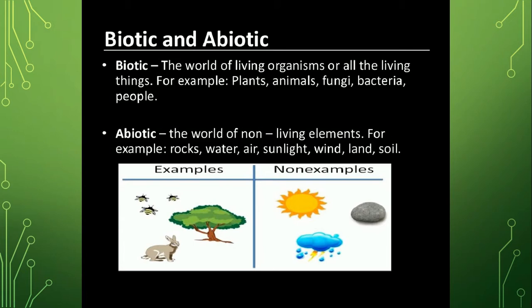The next one is abiotic. The world of non-living elements, for example, rocks, water, air, sunlight, wind, land, and soil. They do not have life. It is called abiotic. I have given here examples of biotic and abiotic. Biotic here are bees, rabbit, trees, and abiotic here are sunlight or sun, stones, clouds, etc.